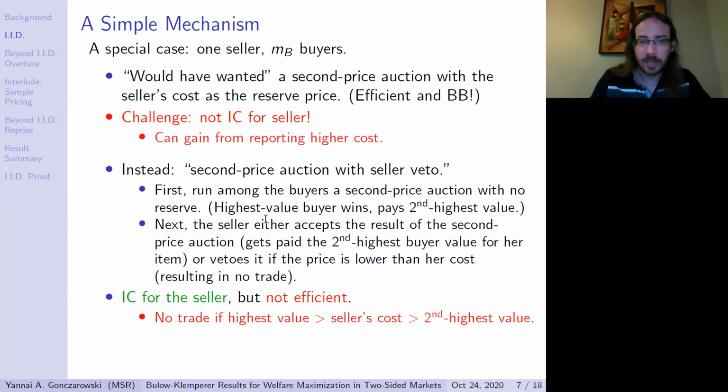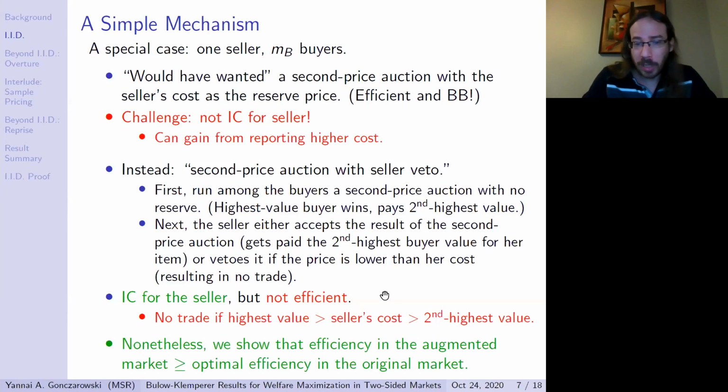The seller can only say, I accept this price or I reject it, and then there's no trade, but it's not efficient. For example, there's no trade if the highest, it's not an example actually, it's the only bad case. There is no trade if the highest buyer value is higher than the seller's cost, which is in turn higher than the second highest value, because then it would be efficient to trade because there are some gains to be made here. But the second highest value, which is what the seller gets as a price offer, is lower than the seller's cost, so the seller is going to decline.